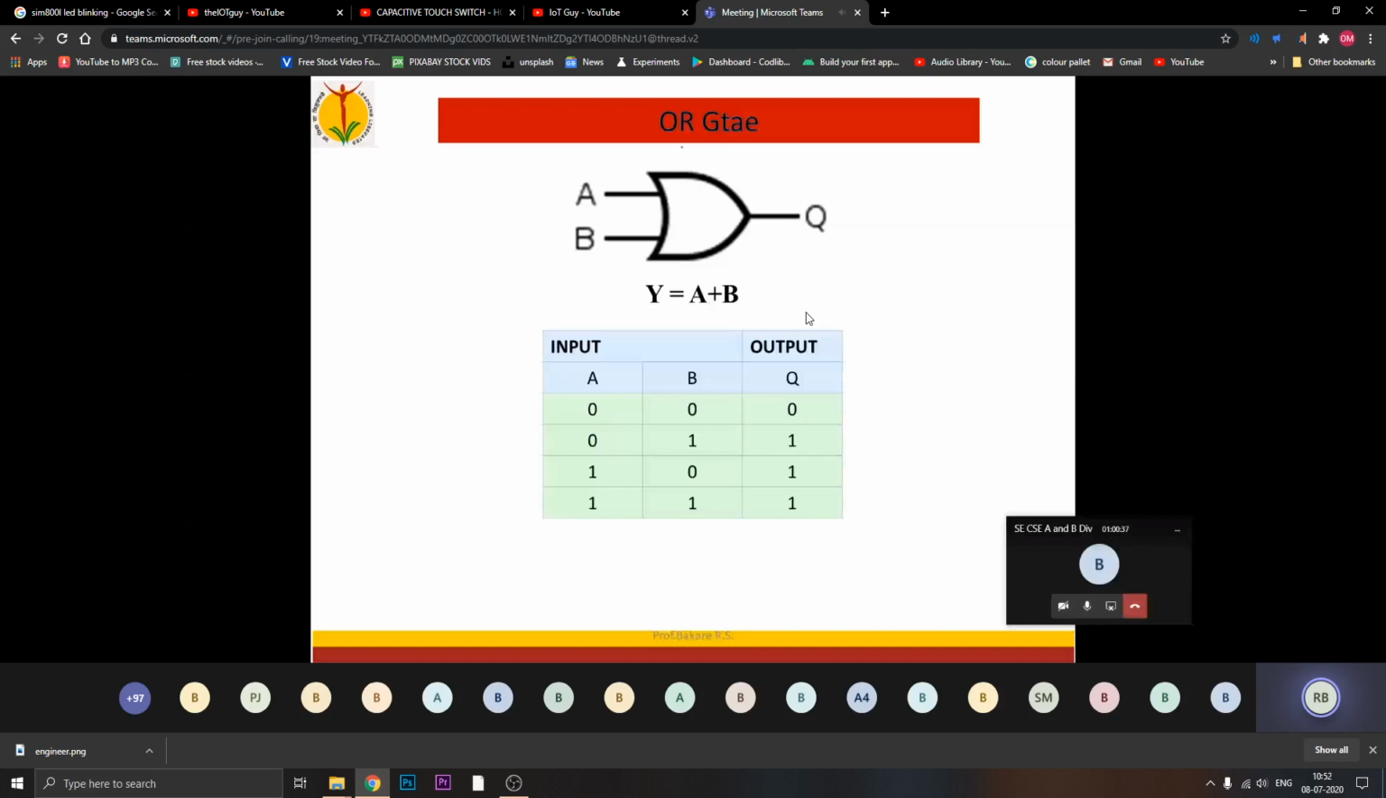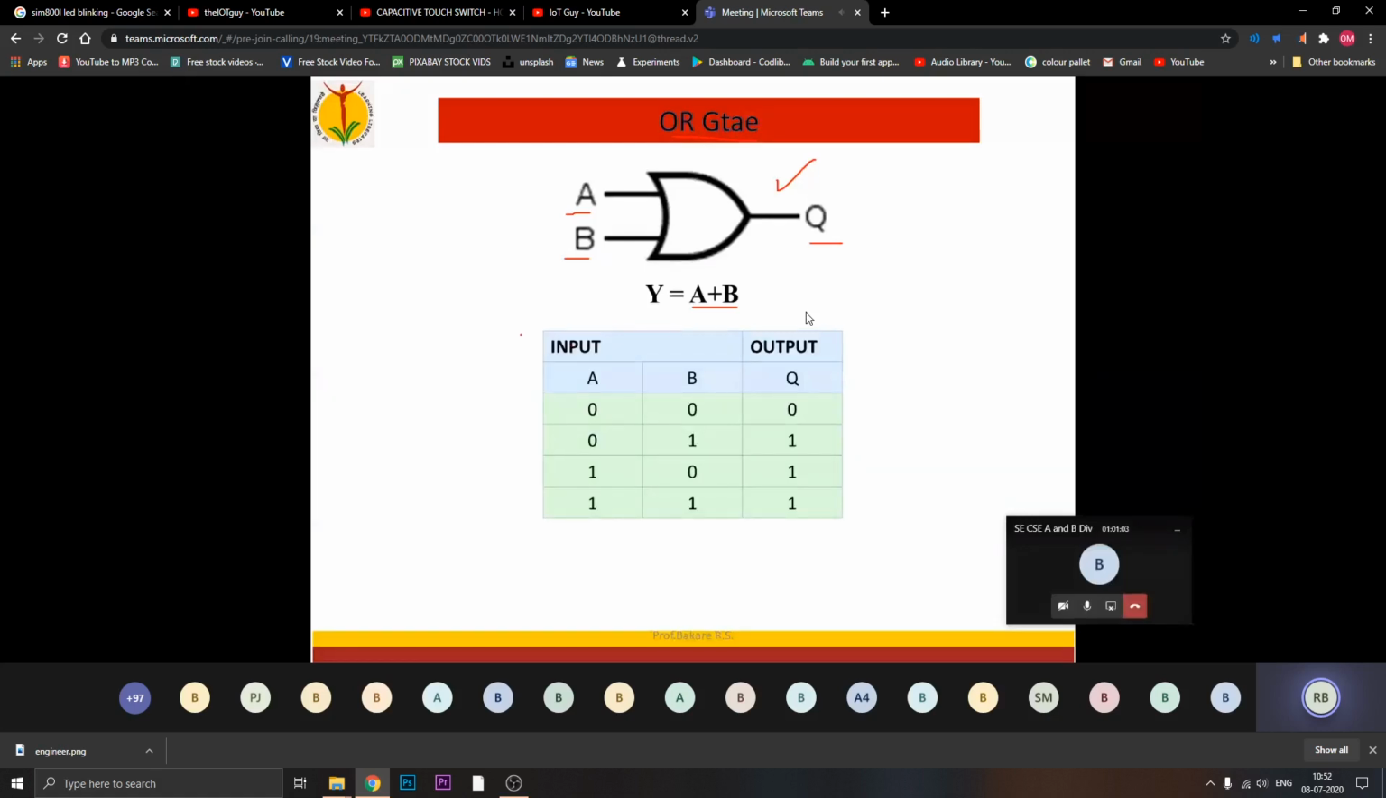The OR gate again has two inputs, A and B, and one output, Q. This is the symbol of the OR gate. If you look at the Boolean equation, Y equal to A plus B is the logic equation. It is A OR with B. This is the logic equation for the OR gate.